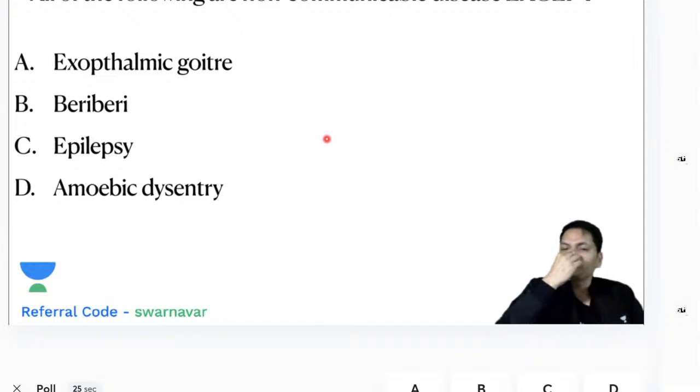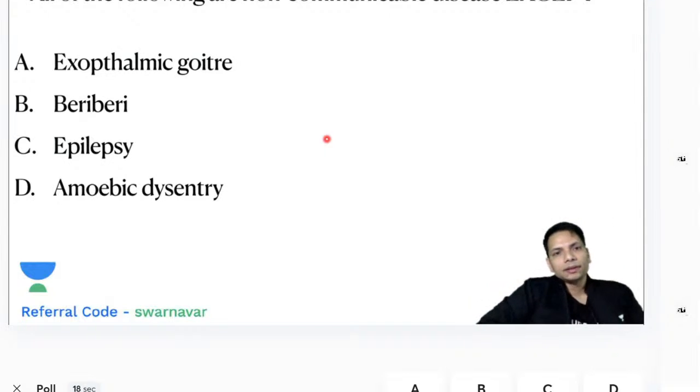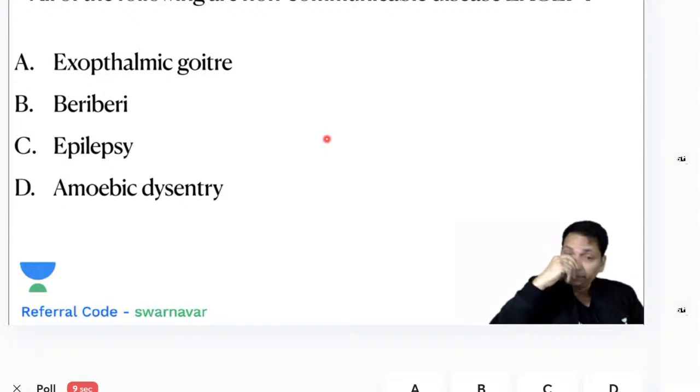Very good. Which one of these? Out of these four, three are non-communicable diseases, only one is a communicable disease. Which one is the answer?